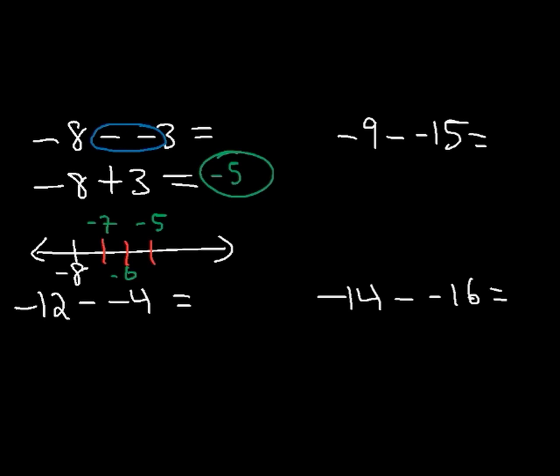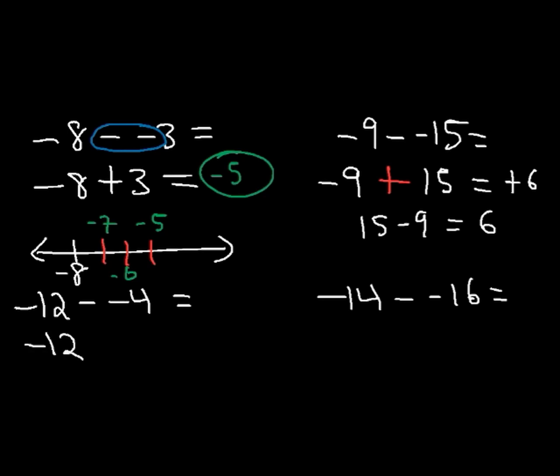So negative 9 minus negative 15 is the same as negative 9 plus 15. And negative 9 plus 15 is the same as 15 minus 9. So you're going to get positive 6. So you can reverse it if you want. So negative 12 minus negative 4 is the same as plus 4. And negative 12 plus 4 is the same as 4 minus 12. And that should give you negative 8.